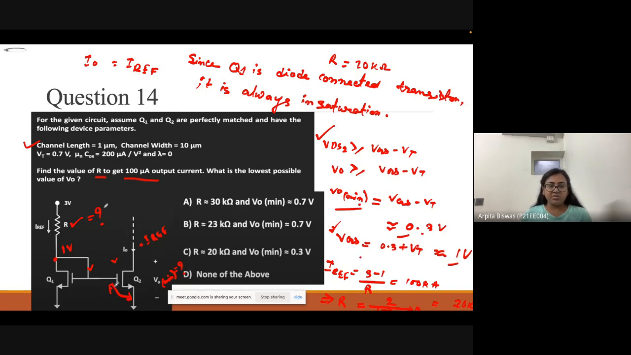So here VGS value is 1 means here also 1 volt is present, and this drain and gate are shorted, so here also 1 volt is present. So how much is the value of R we have to calculate. So 100 microampere current is flowing through this resistance. So how will we find out? 3 minus 1 by R equal to 100 micro. So the I reference equal to 3 minus 1 by R, which is equal to 100 microamps. So we just have to find the value of R from this equation, which comes out to 20 kilo ohm. Okay, so the value of R is 20 kilo ohm.